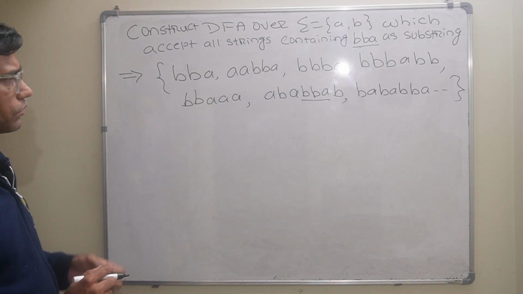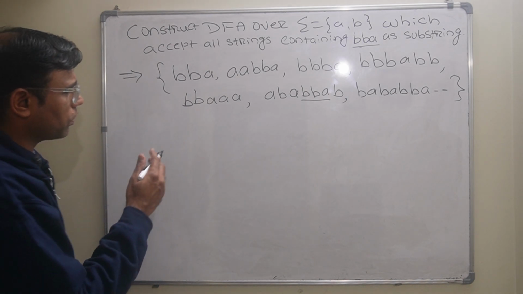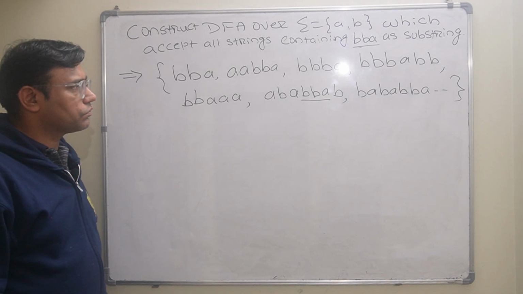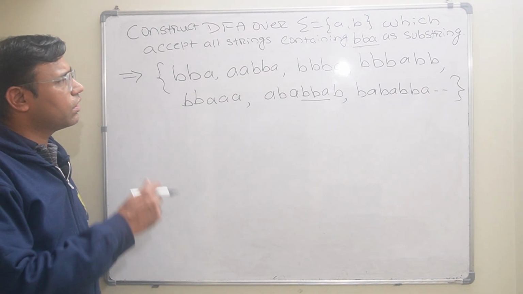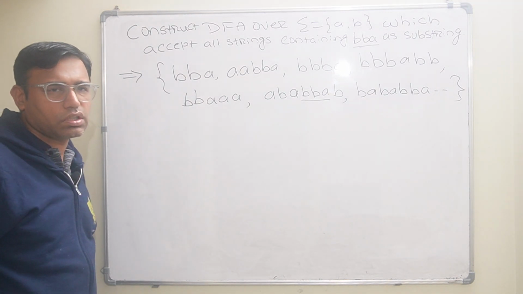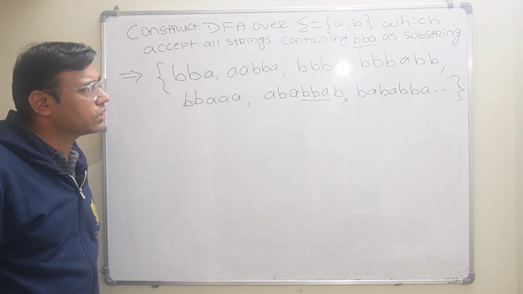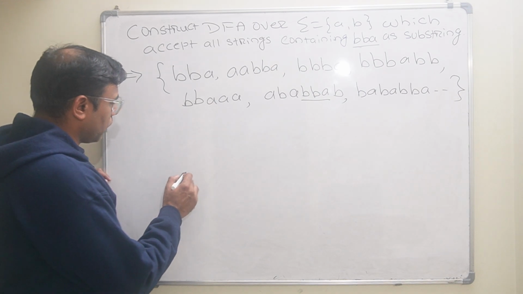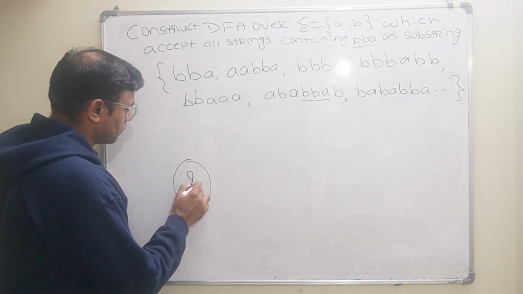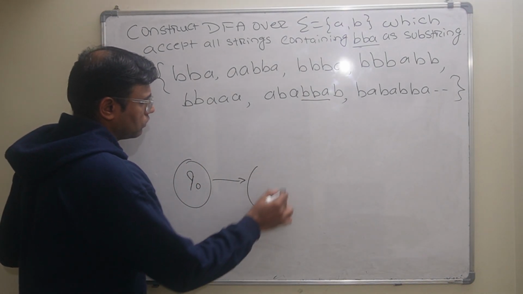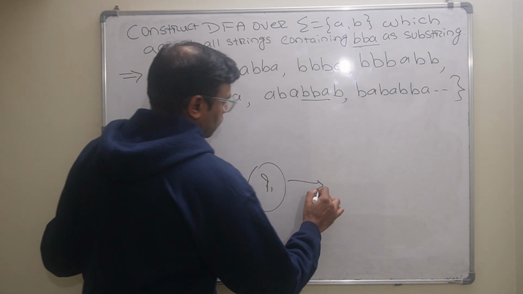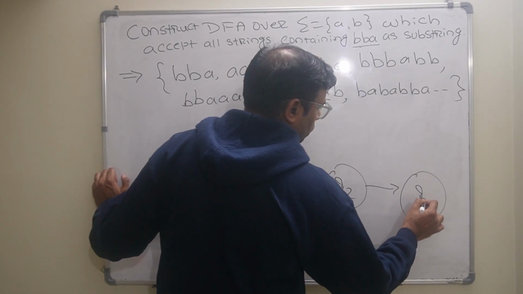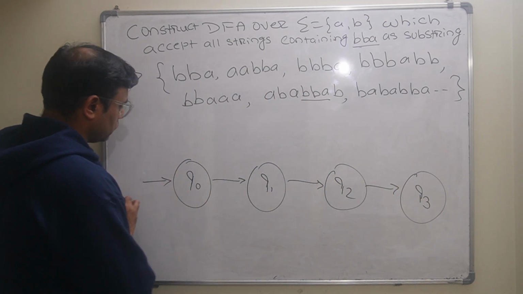So let us see how to construct the DFA. In this case, the length of the substring is 3, so the total number of states will be 4. So first of all, I will draw the total number of states: Q0, then Q1, then Q2 and then Q3. So here Q0 is the initial state.